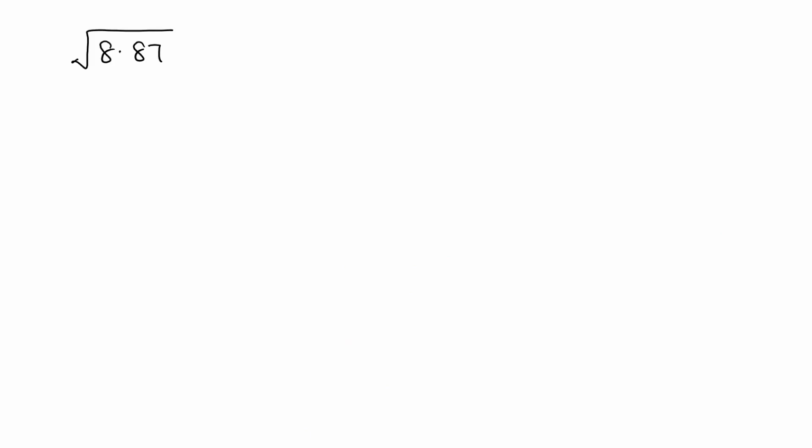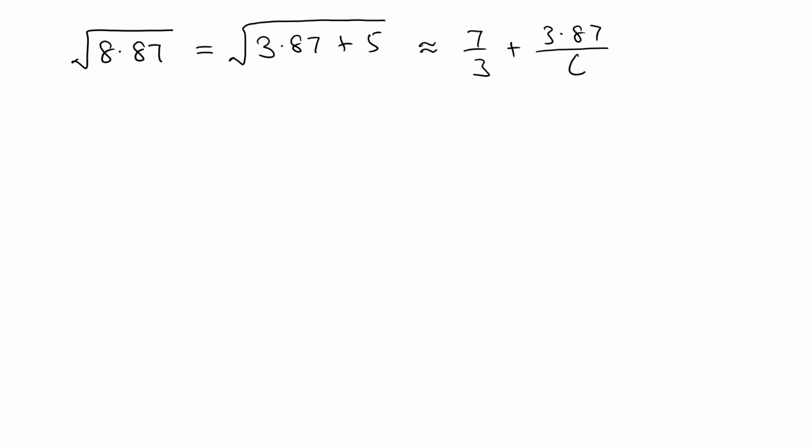So we have √8.87. You can write this one as √(3.87 + 5), because you bring it to the right form first. Now again, as before, we use the approximation we found. So you can see this is 7/3 plus 3.87 divided by 6. And then when you simplify, you are going to get 2.97833. That's what you get.